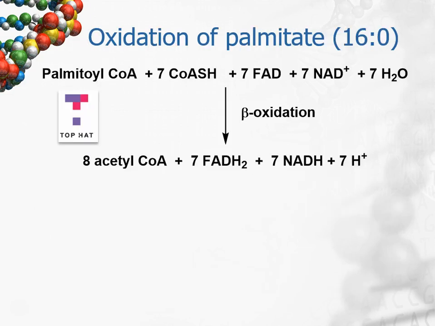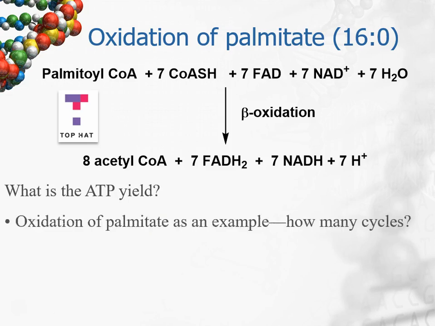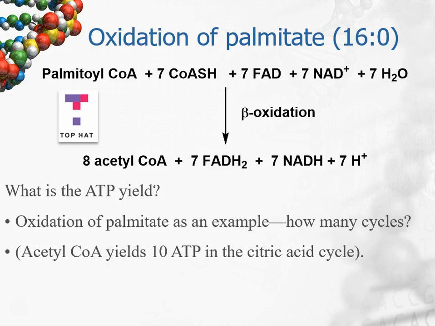So for our palmitate, here's our balanced equation. We went through 7 cycles of beta oxidation. So there's our 7 FADH2s and the 7 NADHs and the 8 acetyl-CoAs. When we're calculating the ATP yield, we should know that we do 7 cycles. And another number to keep in your mind is that acetyl-CoA for 1 turn gives us 10 ATPs.